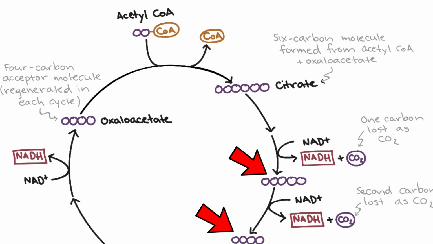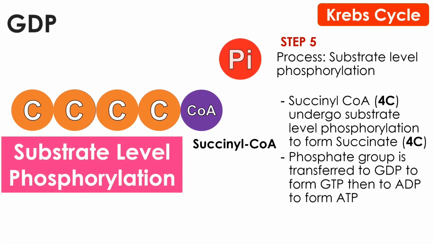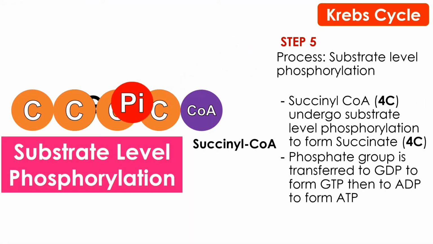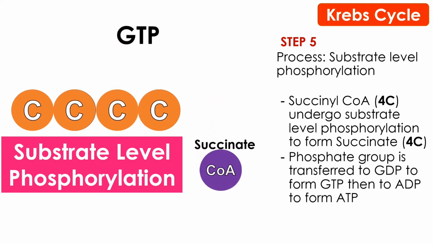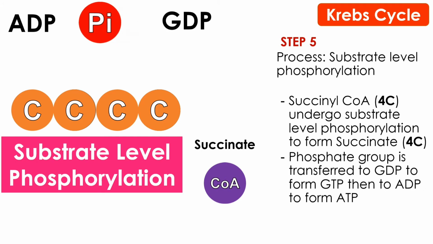This means that for the rest of the Krebs cycle, there should not be any decarboxylation process. In the next step, succinyl coenzyme A will undergo substrate level phosphorylation to produce succinate, during which a phosphate group will be transferred to guanosine diphosphate to form guanosine triphosphate. After that, GTP will transfer the phosphate group to an ADP to form an ATP.